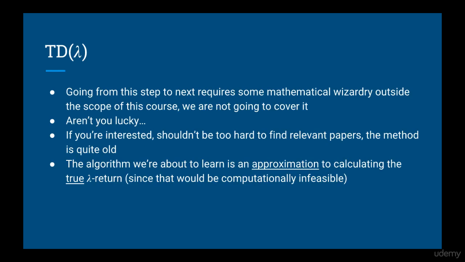Now the next step requires some mathematical wizardry, which is definitely outside the scope of this course, so no proof will be given. However, this method has been around for some time, so you should have no problem searching for papers that discuss it. This algorithm we're about to look at is in fact only an approximation to using the true lambda return that we just talked about. We of course don't actually want to use the true lambda return in any practical scenario, because that would mean calculating all the different n-step returns and the full return.